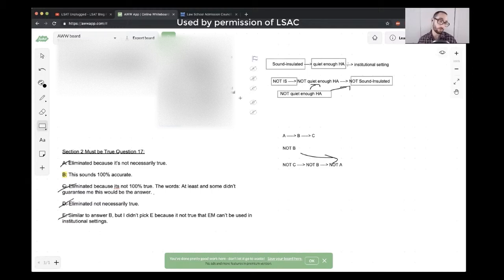And so that, because of course you might fall for that particular trap in the future and you want to get used to the sorts of traps that LSAC lays for us. So great job there.